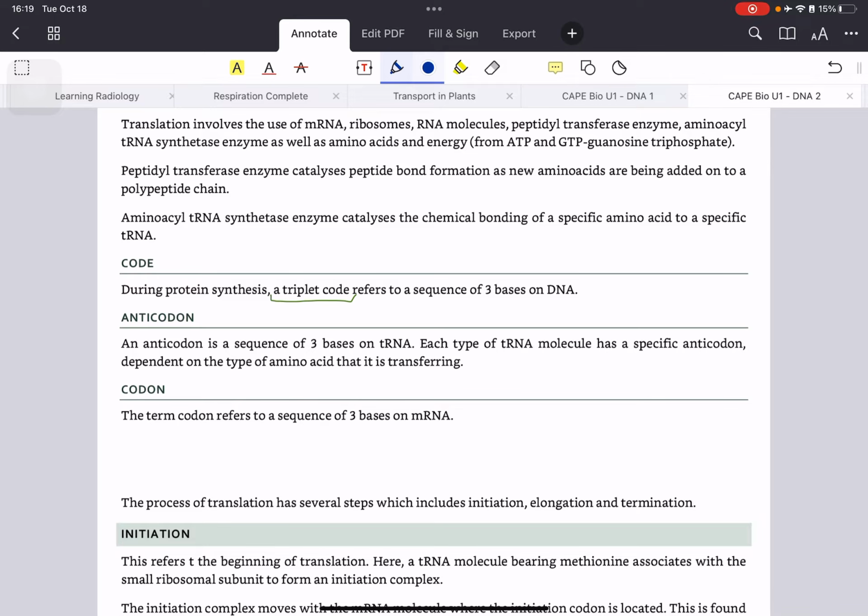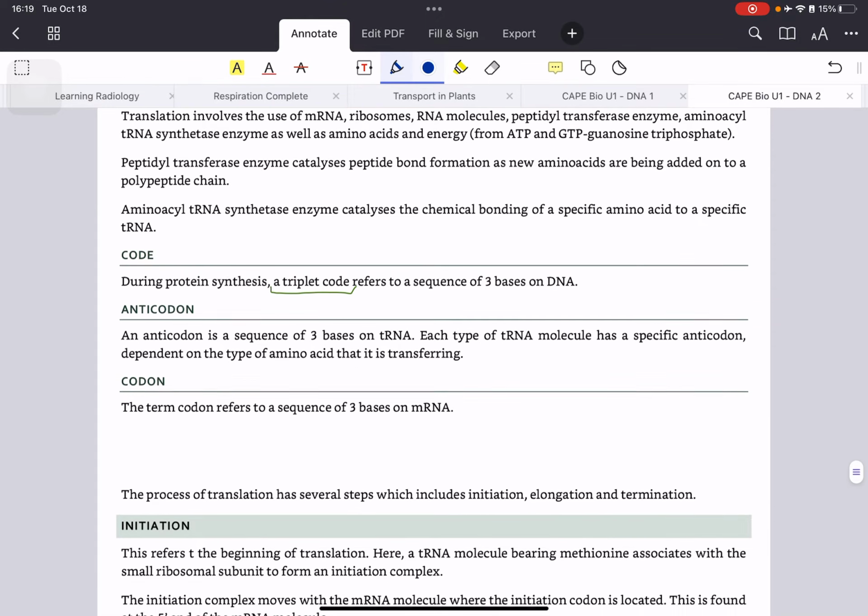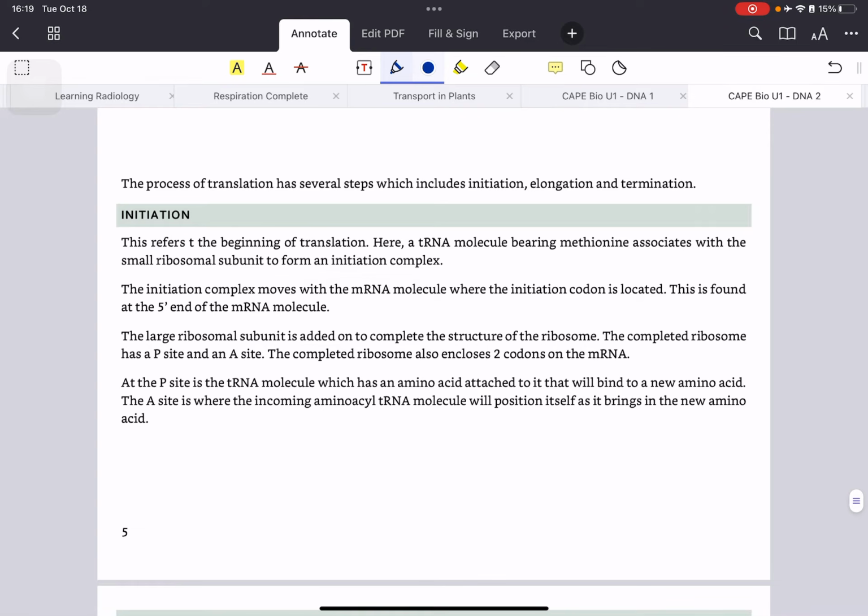It's actually just the opposite of what is on the mRNA. Just like how DNA and RNA have complementary base pairing, it's simply complementary base pairing between RNA molecules. And finally, a codon is simply a sequence of 3 bases on mRNA. Translation also has the same 3 steps: initiation, elongation, termination. So very easy to remember.